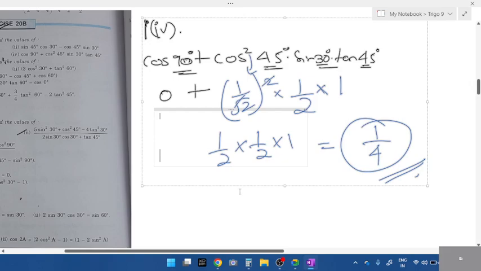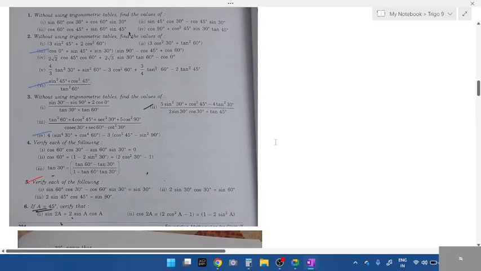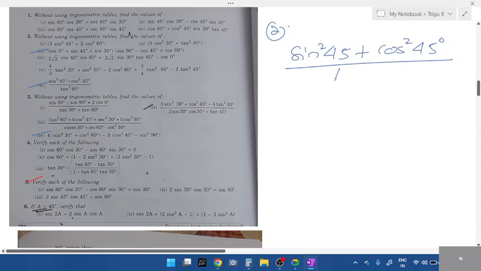Understood? Yeah, tell me the next one. We'll do second main. They've given a question like second main, sixth one. Even other things are same there. You can just write second main, sixth one. Sin square 45 plus cos square 45 degree divided by tan square 60. Okay, what is sin 45? 1 by root 2, the whole square. But cos 45 is also the same.